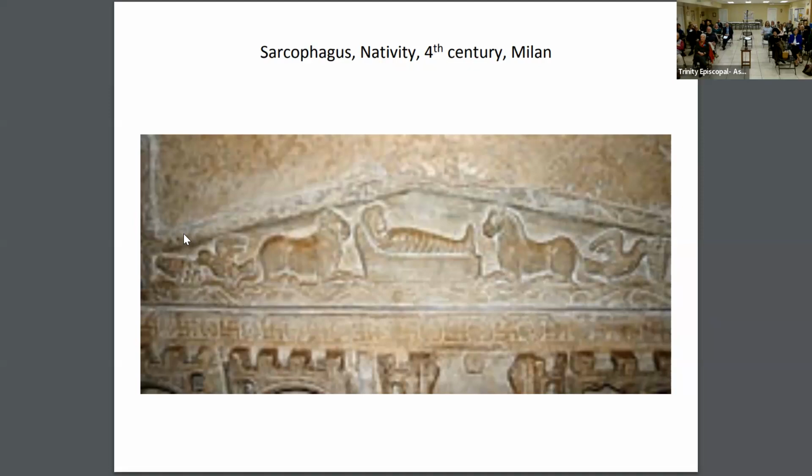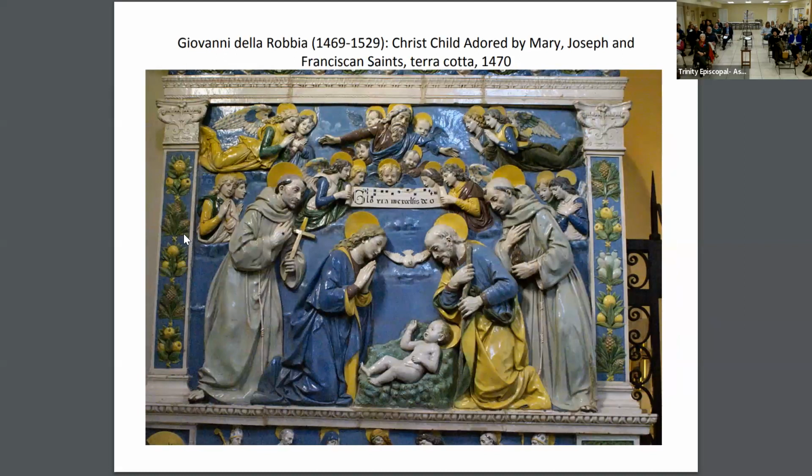And of course, the animals come from Isaiah, with the animals being able to all reside in peace with each other and with people. And that's some of the significance of why they're included. I'm trying to show you some really different types of art.